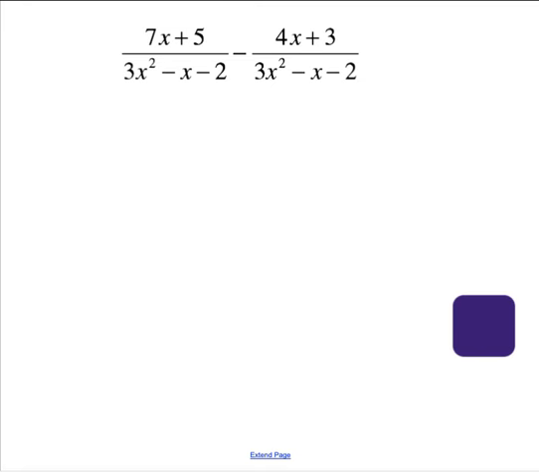Our third problem. This looks a little more complicated, but if I notice, the denominators are the same. 3x squared minus x minus 2, 3x squared minus x minus 2. The difference here is I am subtracting. And so if I'm subtracting, that's the same as adding a negative 4x minus 3. I just distributed that negative. So I have 7x, and I add negative 4x, that's going to give me 3x. And I have 5 plus negative 3, which is going to give me positive 2.